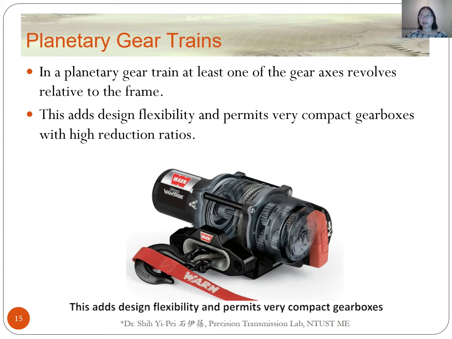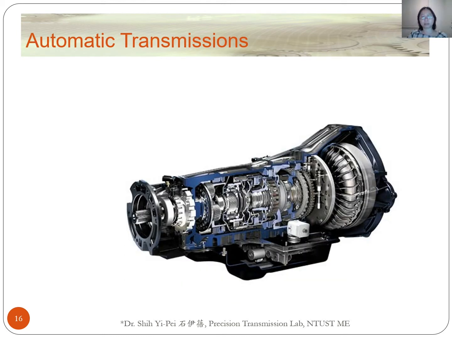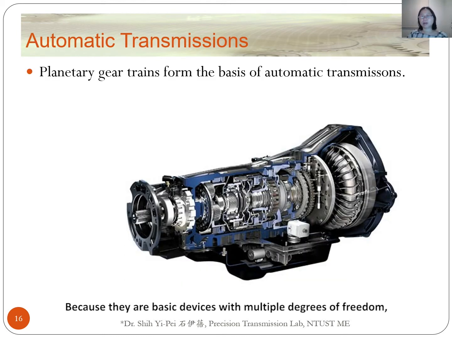This adds design flexibility and permits very compact gearboxes with high reduction ratios. Because they are basic devices with multiple degrees of freedom, they are used in automatic transmissions for automobiles and trucks. For example, this picture shows the planetary gears in automatic transmissions.